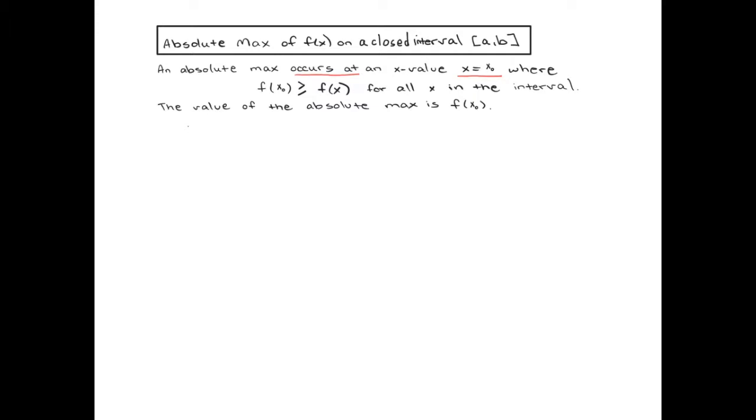There's a little bit to point out for the terminology here. When we find an absolute maximum, we figure out where the x value is occurring. If you're looking for the x value, then you're asking, where does the absolute max occur? What is the x value? On the other hand, you could ask, what is the value of the maximum? That's talking about the y value.